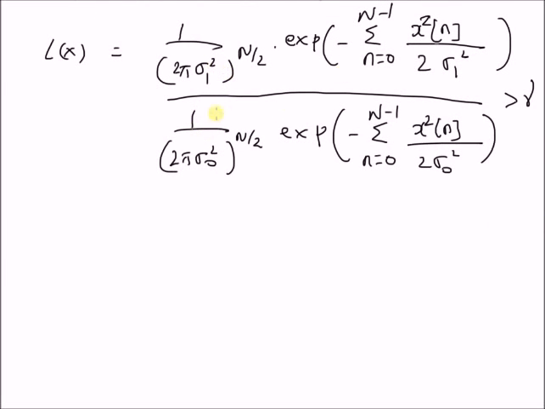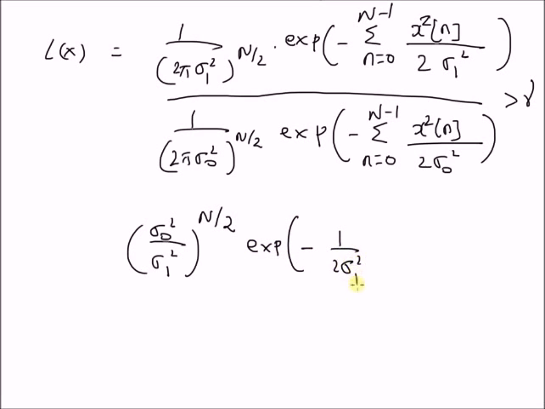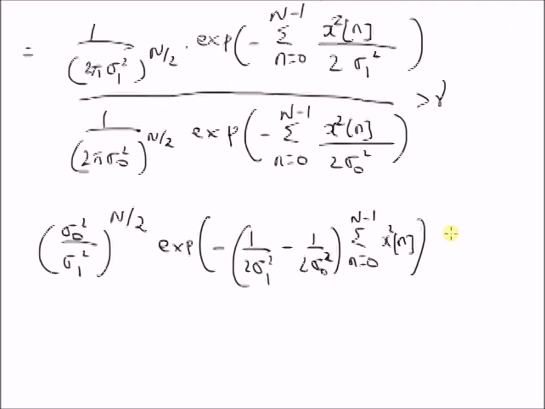gamma. Upon simplification, we can clearly see that the ratio of the first normalizing constants becomes (sigma square naught over sigma square 1) whole power n by 2, and the ratio of the exponentials becomes exponential of minus (1 by 2 times sigma 1 square minus 1 by 2 times sigma naught square) multiplied by the sum n equal to 0 to n minus 1 x square of n is greater than gamma.